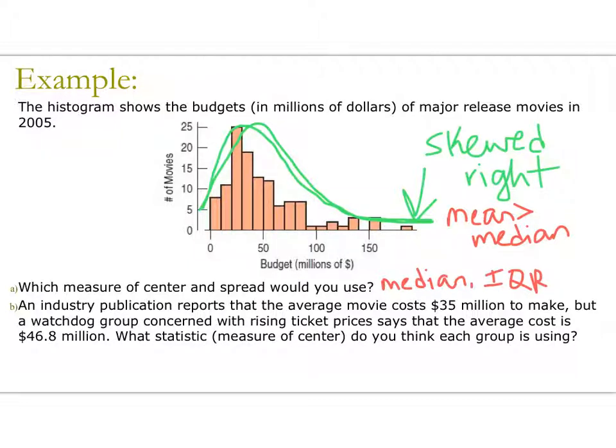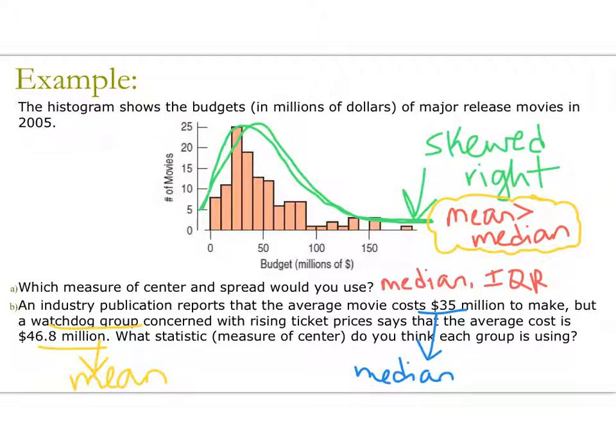An industry publication reports that the average movie costs $85 million to make, but a watchdog group concerned with rising ticket prices says that the average cost is $46.8 million. What statistic, measure of center, do you think each group is using? So this is where it's helpful that I already thought about the mean being greater than the median. So which of these is bigger? The 46.8 million. So the watchdog group is using the mean because they're using the larger number. And then your industry publication is using the median, the lower value.